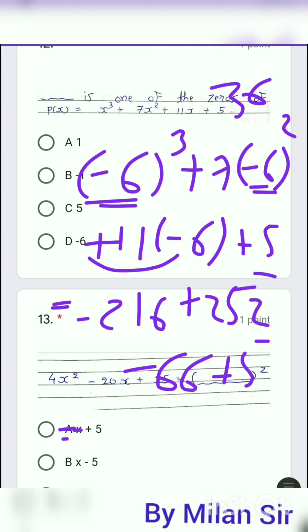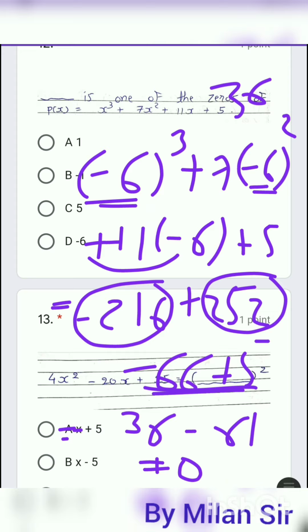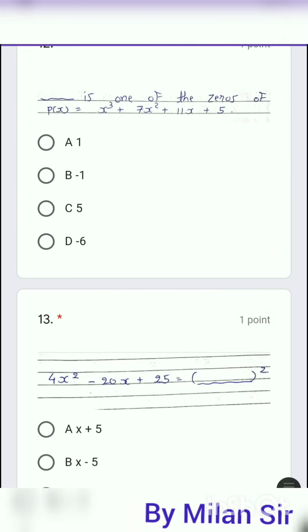Now here 252 minus 216, so 12 minus 6 is 6, 4 minus 1 is 3, so 36, right? And the bigger number 252 has a plus sign, so positive sign. Now here plus minus minus, 66 minus 5 is 61, the bigger number 66 has a negative sign, so this is also not equal to 0, so this is also not the correct answer. So our answer is option B, minus 1. Option B, minus 1 is the correct answer.